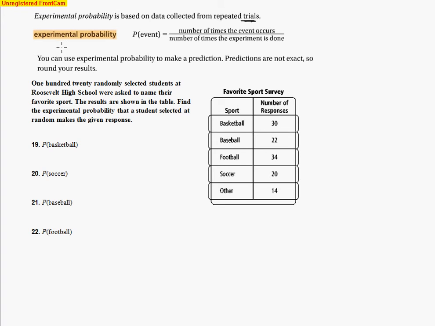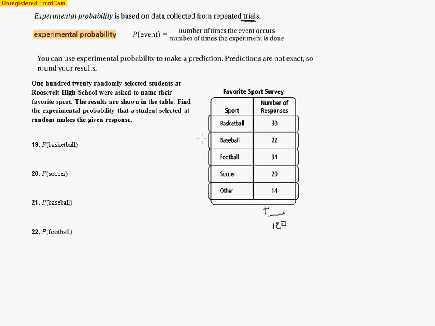Since we're using experimental probability to make a prediction, predictions are not exact, and so we would best want to round our answers in this case. If you end up getting, let's say, 1,013, maybe you'd round it to the nearest tens or hundreds, whatever they tell us. If you have decimals, definitely round them to the ones place. In this situation, it says 120 randomly selected students. So all of these numbers here are going to add up to 120, and they do.